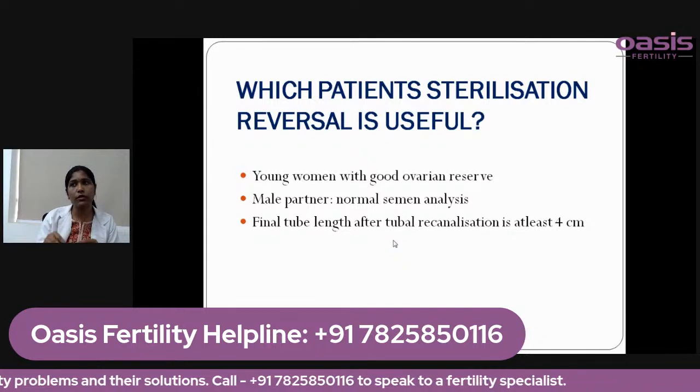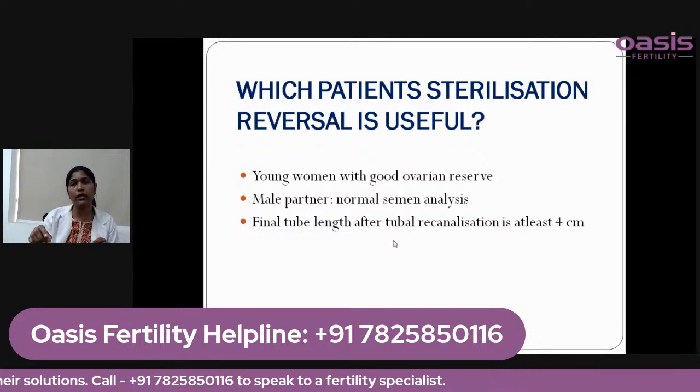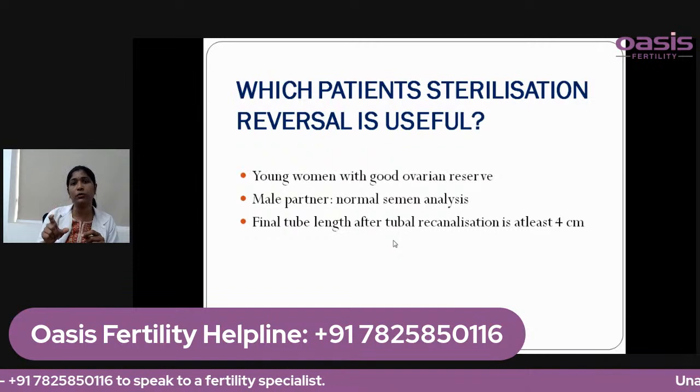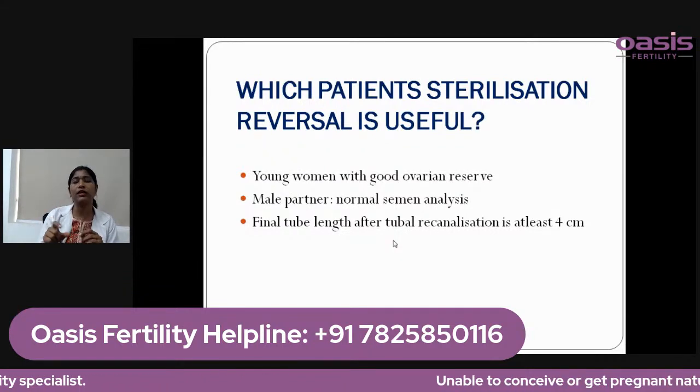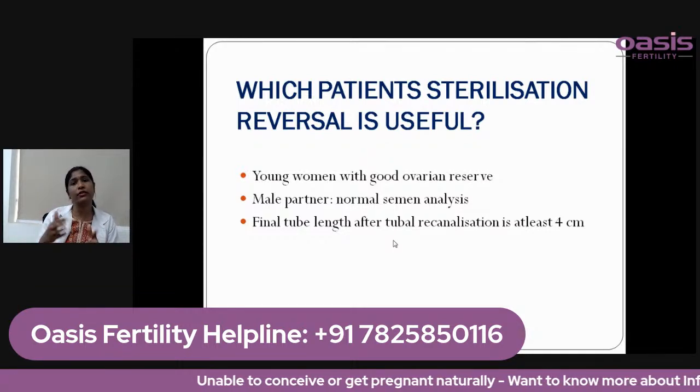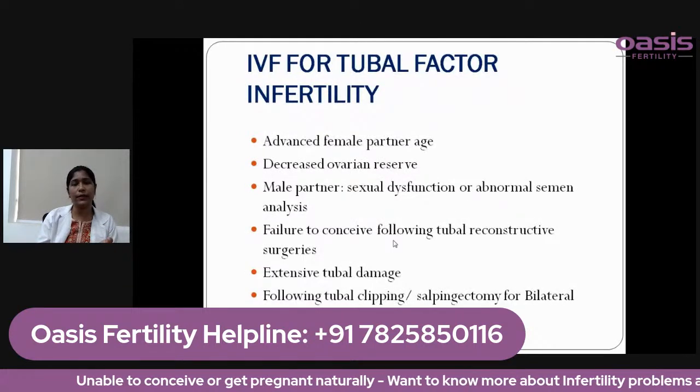And on laparoscopy, we feel that the tube looks absolutely normal, and the final length of the fallopian tube that can be achieved after sterilization reversal is at least 4 centimeters, then these are ideal candidates who should go for sterilization reversal, and then they have very high chances of conceiving naturally.